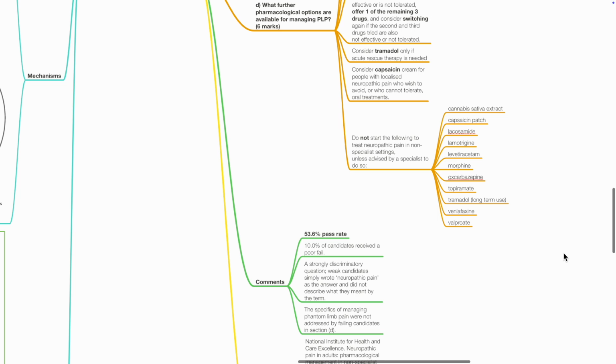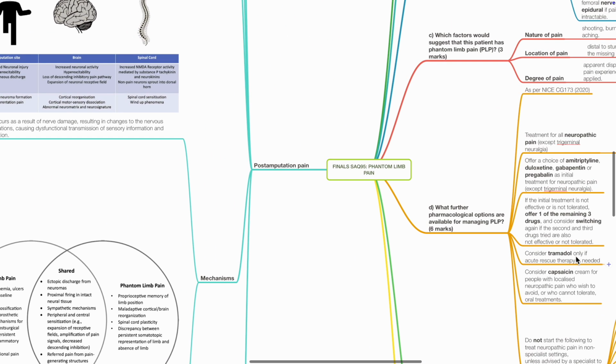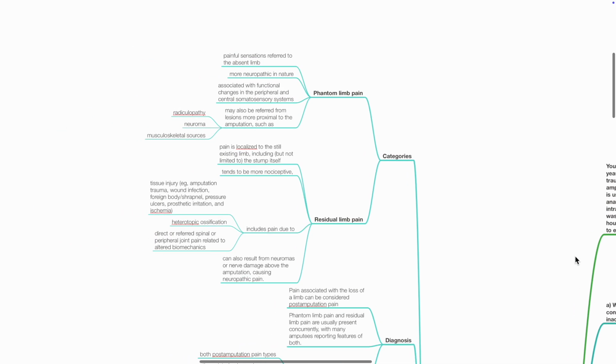Overall 53.6% pass rate. Additional information on post-amputation pain. This may be categorized as phantom limb pain or residual limb pain. For phantom limb pain, there are painful sensations referred to the absent limb. It is more neuropathic in nature and associated with functional changes in the peripheral and central somatosensory systems. It may also be referred from lesions more proximal to the amputation, such as radiculopathy, neuroma, and musculoskeletal sources.